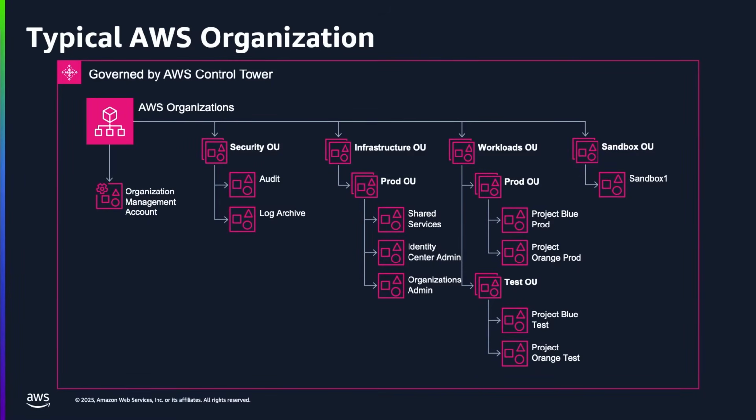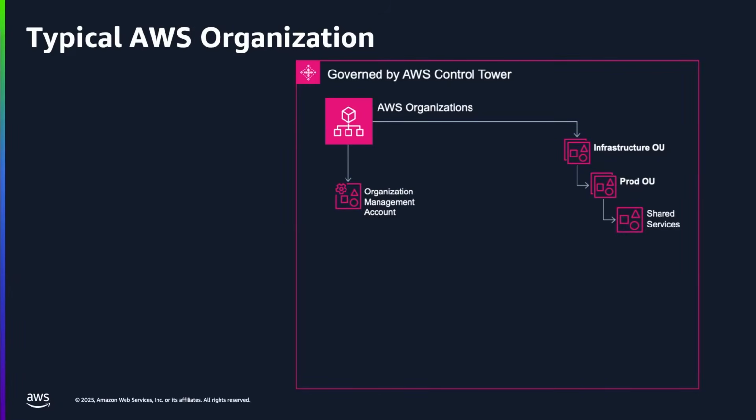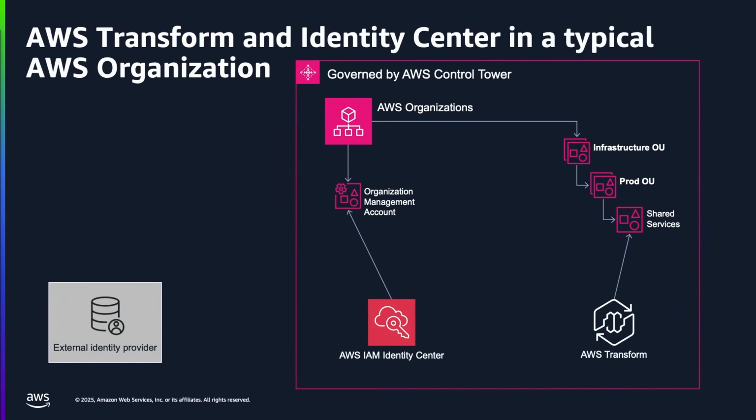Let's simplify our diagram to focus on the two AWS accounts involved in setting up AWS Transform: the Organization Management account where AWS IAM Identity Center is configured, and a Shared Services account where we will set up AWS Transform. While AWS Transform is often used by development teams, AWS recommends you set it up in an account that is not generally accessible by developers directly, since they will be using the unified web experience independently from the AWS console.